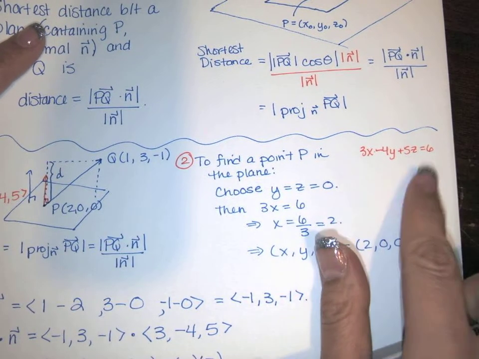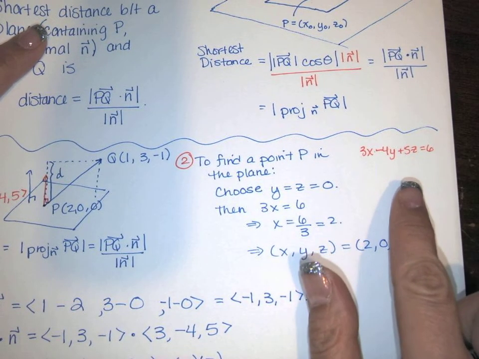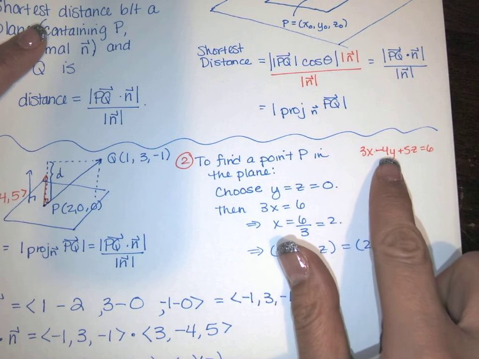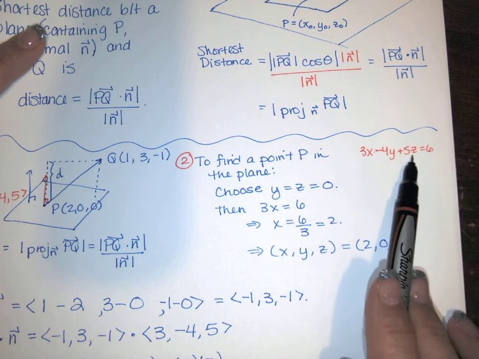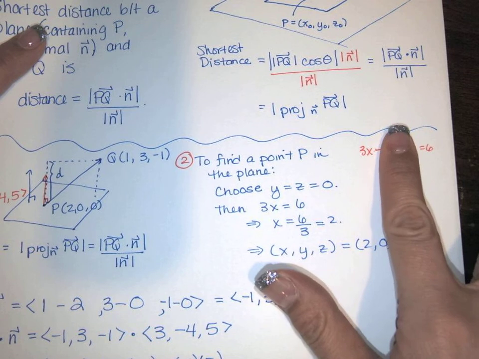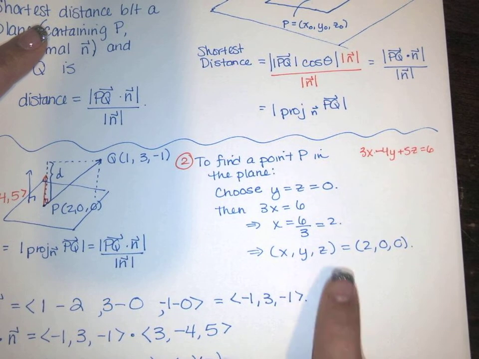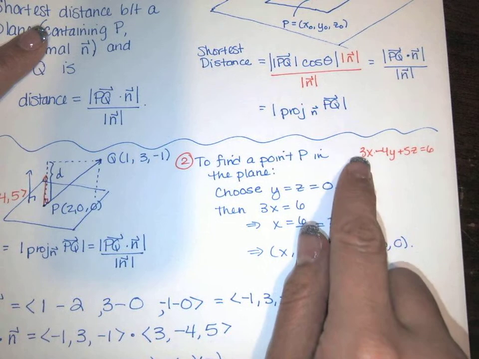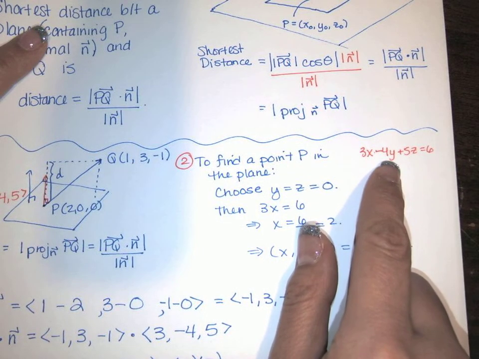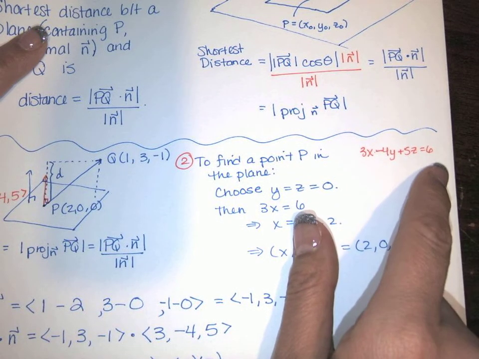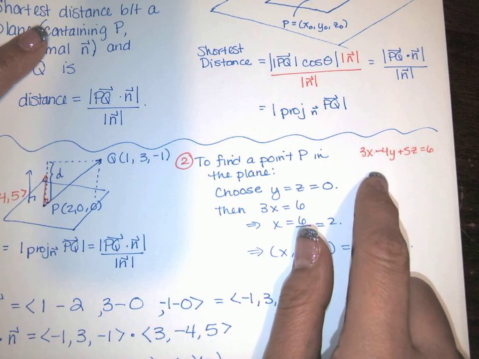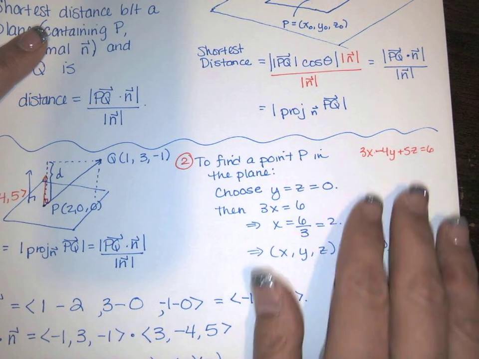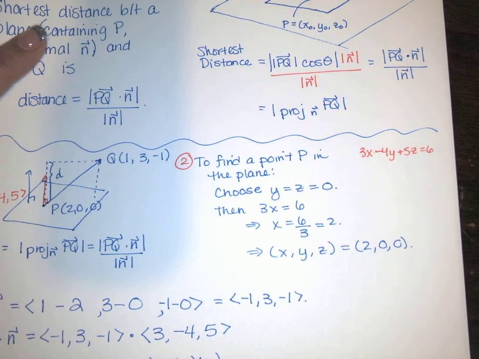In order to find a point that satisfies this equation, you can choose 2 of the variables and infer what the third would have to be. I chose y and z equals 0, and then x would have to be 2. So 2, 0, 0 is in the plane. I could have just as easily chosen x and y to be 0, and then I'd have 5z equals 6. So we'd have 0, 0, and 6 divided by 5 as our coordinates. You can pick any 2 you want, and they don't actually have to be 0.